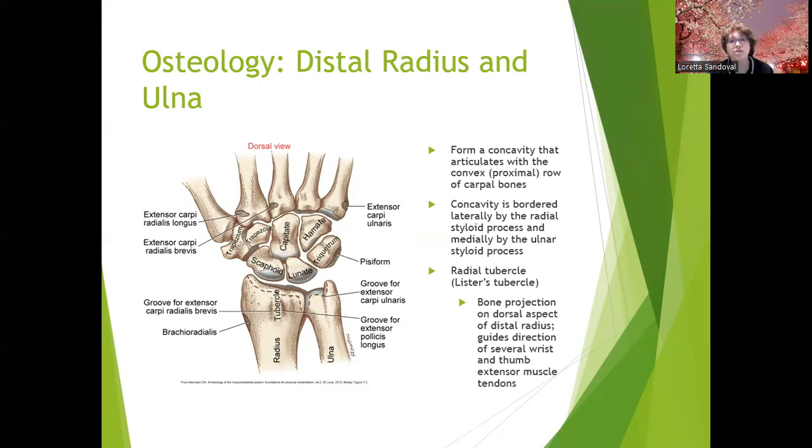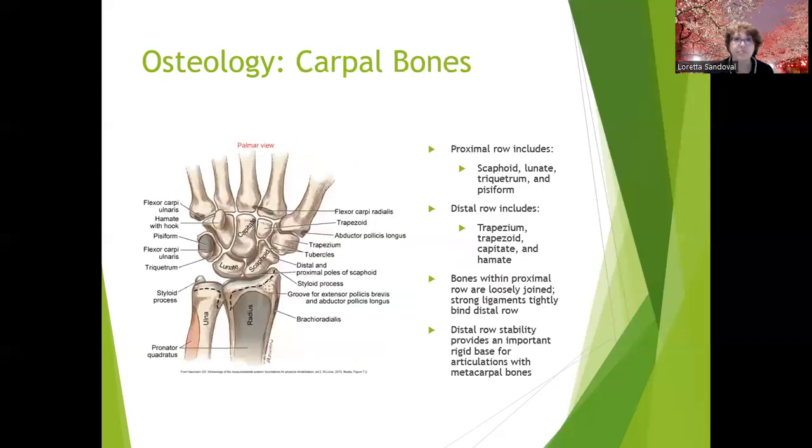The radial tubercle is also called Lister's tubercle. It's a bony projection on the dorsal aspect of the distal radius, and it guides the direction of some of the wrist and thumb extensor muscle tendons, which run on the dorsal surface, or sometimes you can call it the extensor surface of your hand. The distal radial tubercle is very easily palpable, in fact, on your wrist. And it's really easy to find on a bony model too.